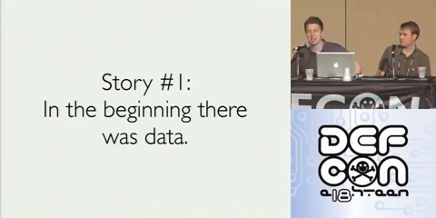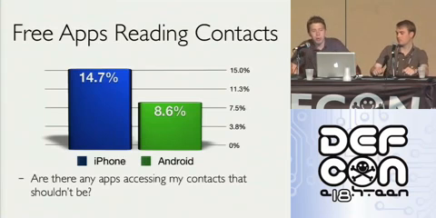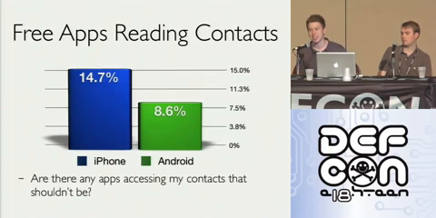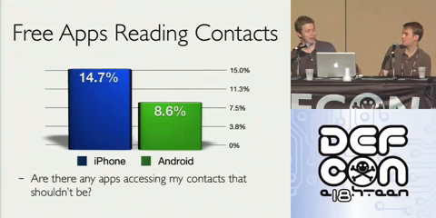So the first story is, in the beginning there was data. When we first got this data set, we were really excited, and we asked a first question: are there any applications that are accessing contacts on my device that maybe shouldn't be? We were saying, oh yeah, we're going to find like 10 applications that stick out like a sore thumb. And it turns out that a very large number of applications access contacts on both platforms.